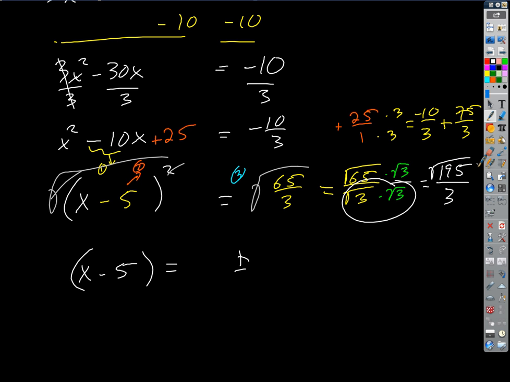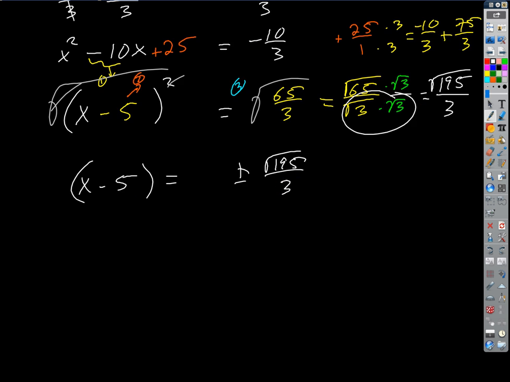And then we have to see, can we simplify 195? Well, we know 195 factors into 65 and 3. And 65 is 5 and 13. So 13, 5, and 3, we've got no couples. So does anything go out? Nope, it all stays in. So then we just end up with plus or minus the square root of 195 over 3. And what's our last step? Add 5. Add 5, and we're done.